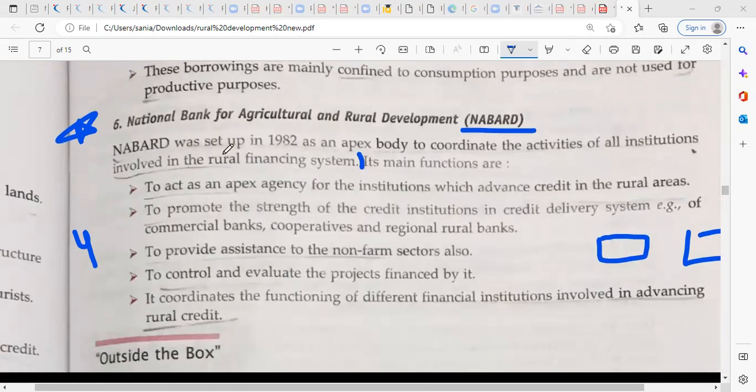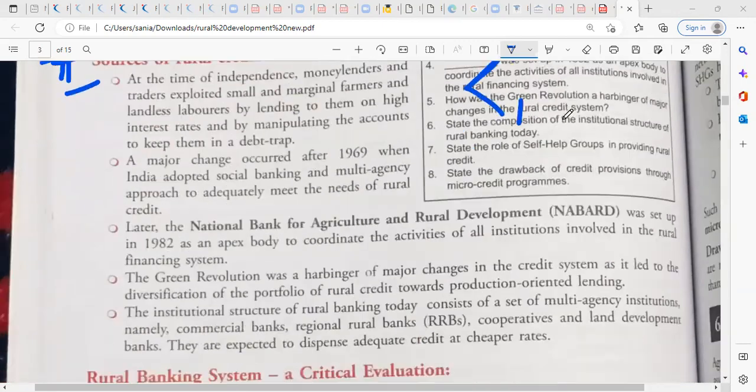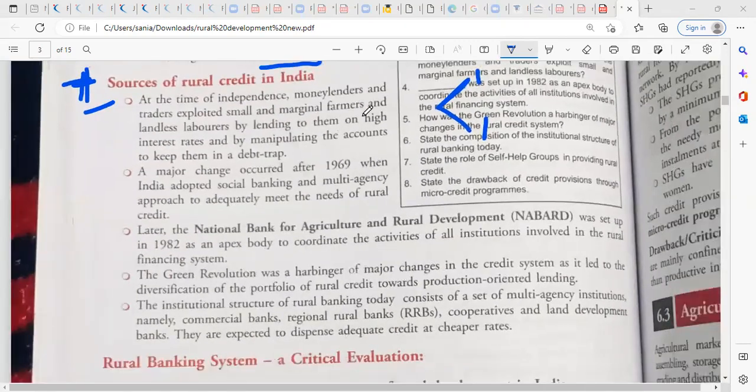Now, after this, NABARD, very, very important. You have to write the entire paragraph. You can get a direct question that you have to write a paragraph or write a short note on NABARD. Done? Yes, ma'am. Okay. And after this, if I ask you the question, what are the sources of rural credit in India? Then you are going to write this entire thing. So quickly take the screenshot.